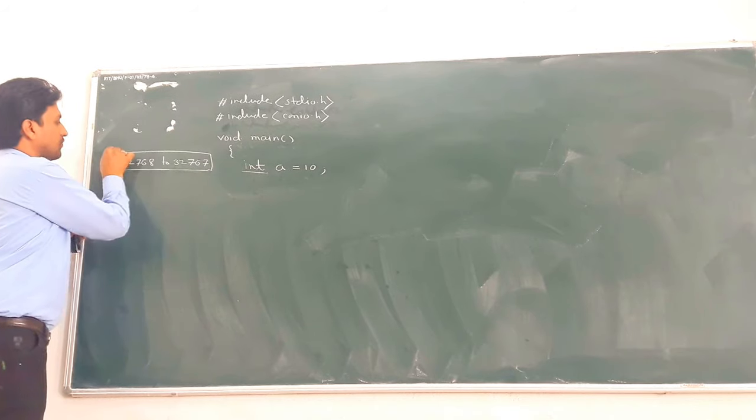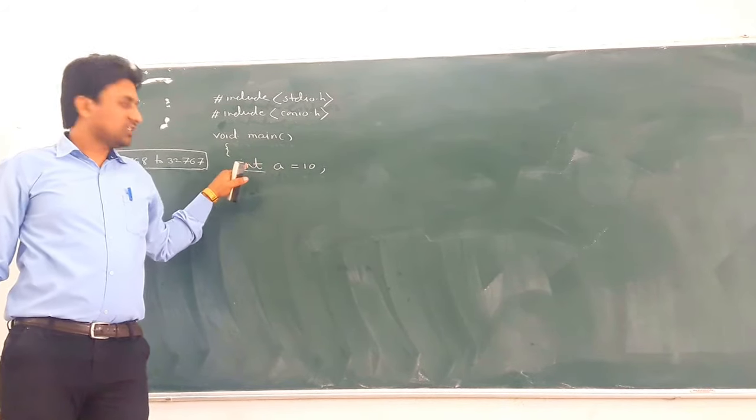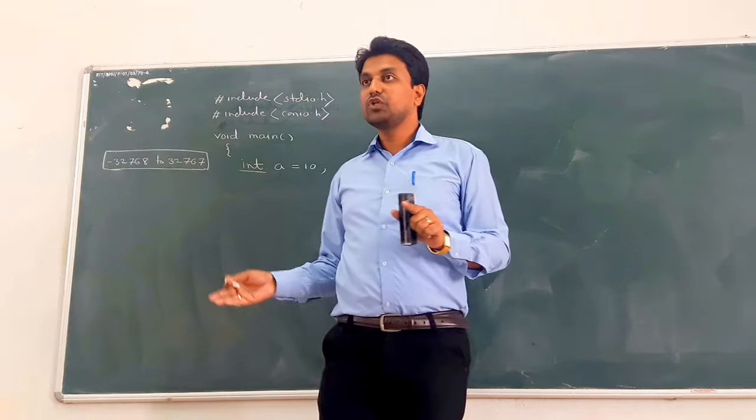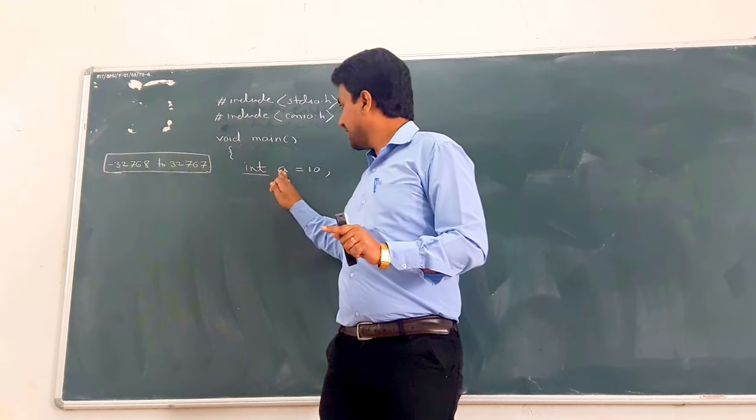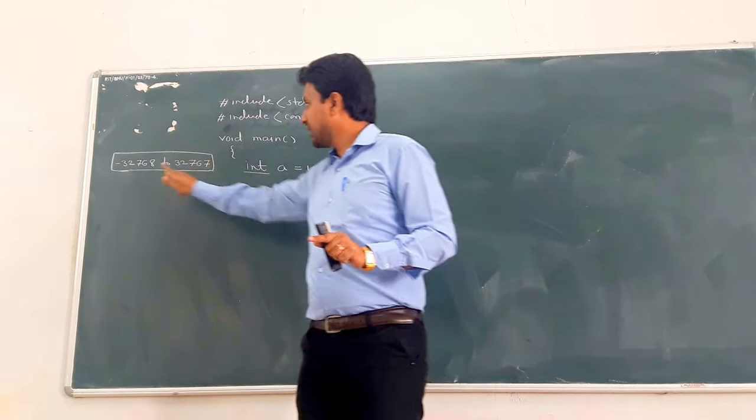In this range we can store any value inside the a variable, because int is a signed integer data type, so no need to write the sign. Clear? So a is a value variable. We can store any value between this range into the a variable. Understood the meaning of a value variable? But we cannot store an address into a, because it is a value variable.